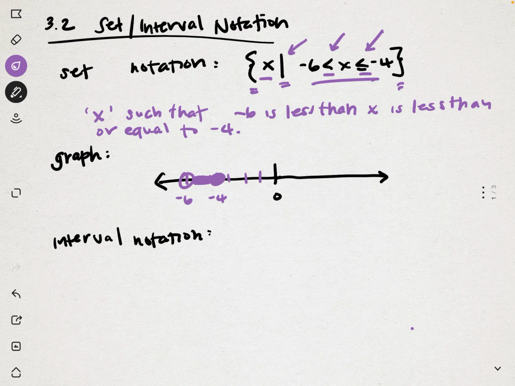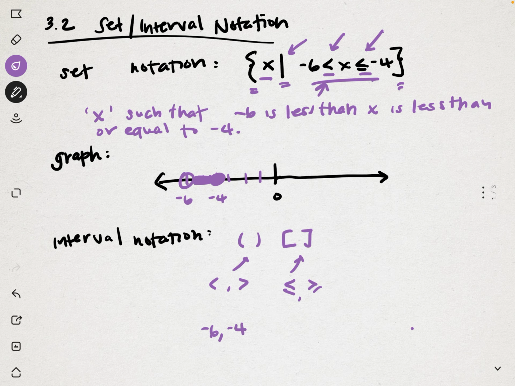Okay, so interval notation might be new to you. Interval notation uses parentheses and brackets. Now, the parentheses are used for less than or greater than if it doesn't include the point, and the bracket is for or equal to, because it does include the point. So let's look at this. We're just going to write the first and last numbers here. So it goes from -6 to -4.